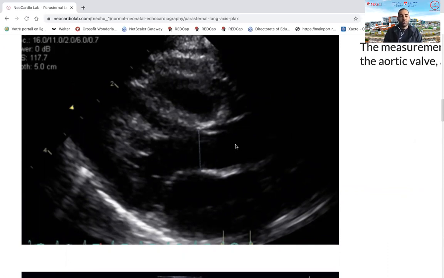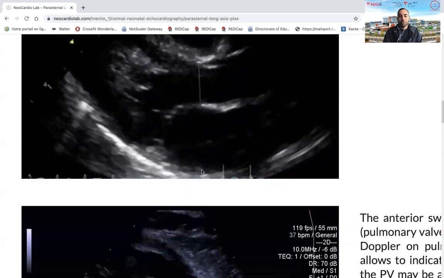Now, one caveat to this particular measurement is that as you can see here, we're only measuring a diameter, and the aortic valve is not a perfect circular structure, as you will see in the parasternal short axis view module. And as such, when applying the equation, you have to keep in mind that you're not measuring a perfect circle.